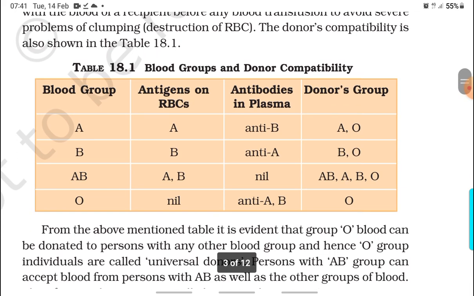The donor's compatibility is shown in the table. For blood group A, antigens on RBCs are A, antibodies in plasma are anti-B, and donor's group should be A or O.